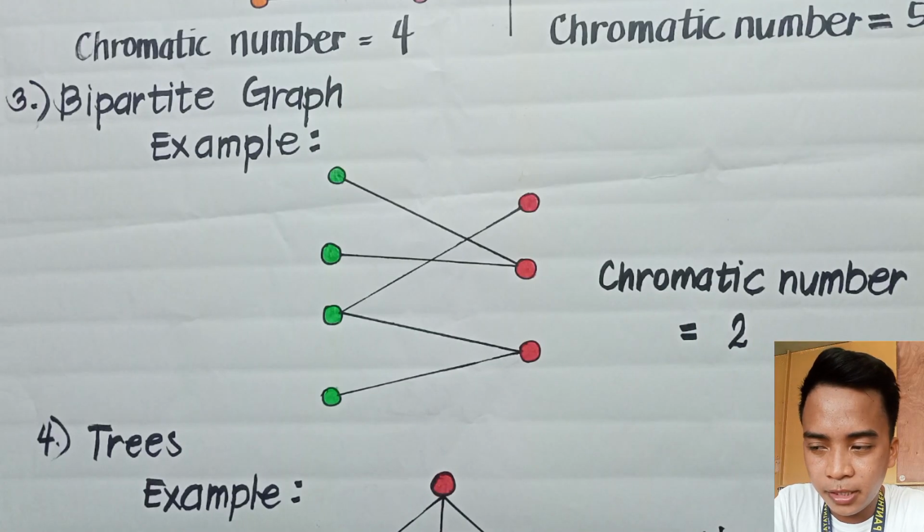So let's proceed to the other type of graph, which is the bipartite graph. A bipartite graph consists of 2 sets of vertices, X and Y. The edges only join vertices in X to vertices in Y, not vertices within a set. So meaning to say, the chromatic number of any bipartite graph is equal to 2. This is an example of a bipartite graph which has a chromatic number of 2. All bipartite graphs have a chromatic number of 2.